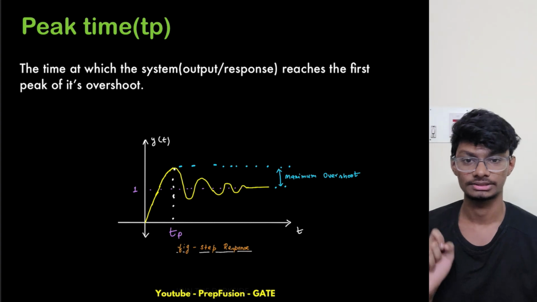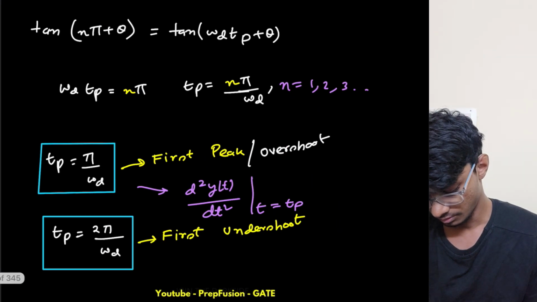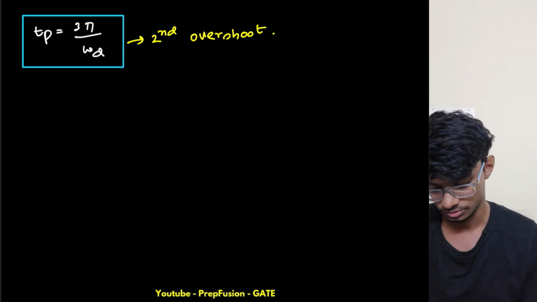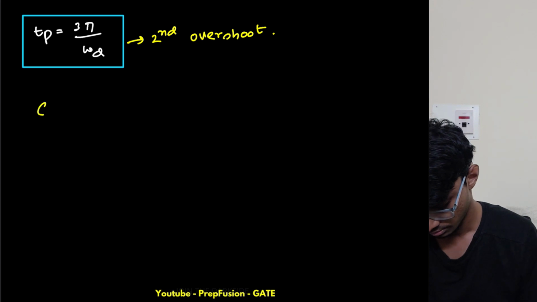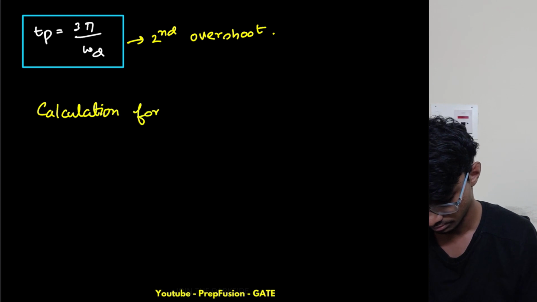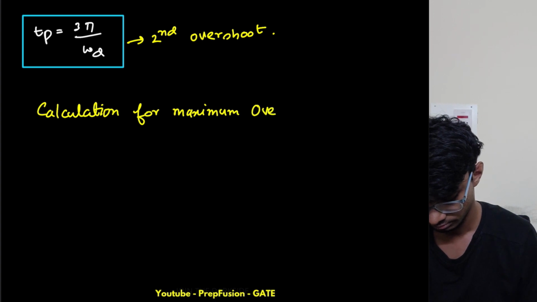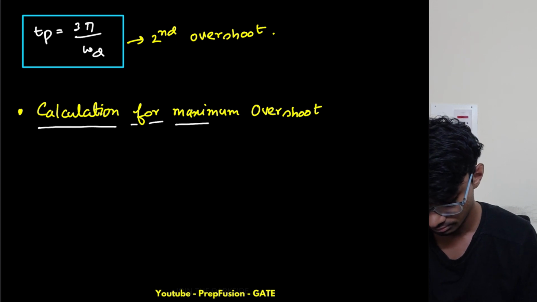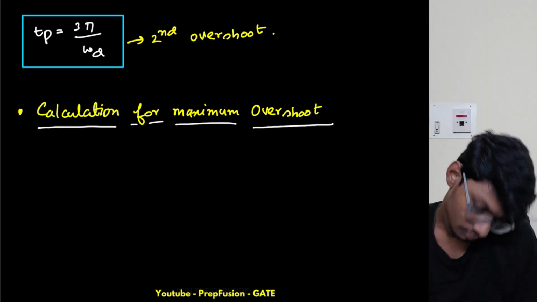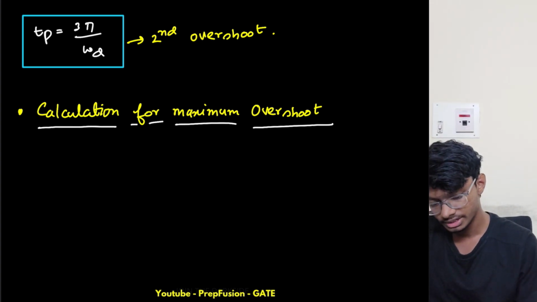Maximum overshoot. Okay, so this is the maximum overshoot, right? So yeah, now let's calculate the maximum overshoot. Calculation for maximum overshoot. So what is my TP1 equal to?